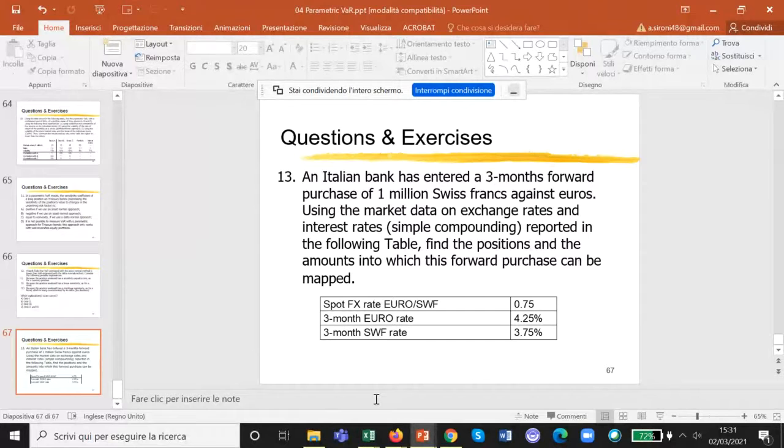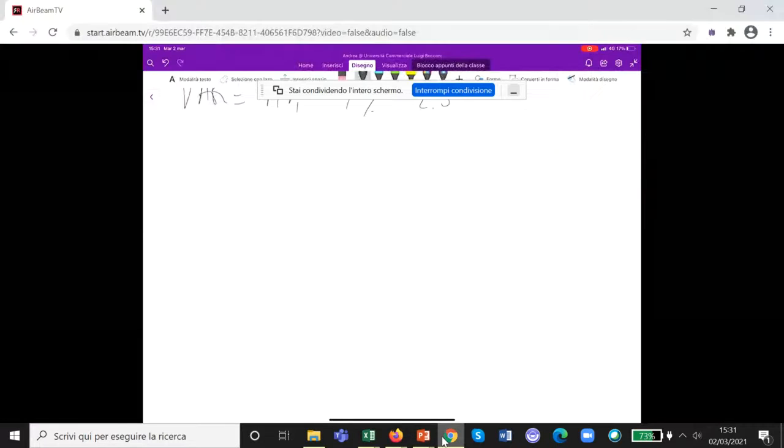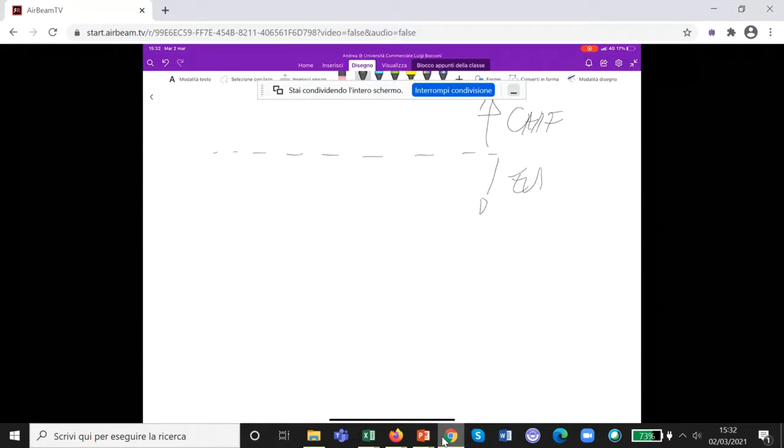Finally, last question. An Italian bank has entered a 3 months forward purchase of 1 million Swiss franc against euro. Using the market data on exchange rate and interest rate reported in the following table, find the positions and the amounts to which this forward purchase can be mapped. Well, basically, you're buying Swiss franc forward, 3 months. So you would get Swiss franc in 3 months and pay euros in 3 months, okay?